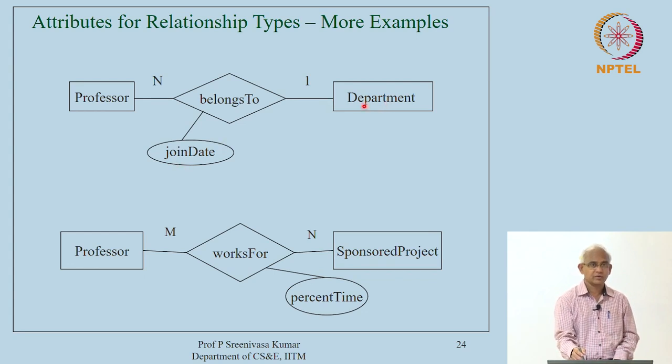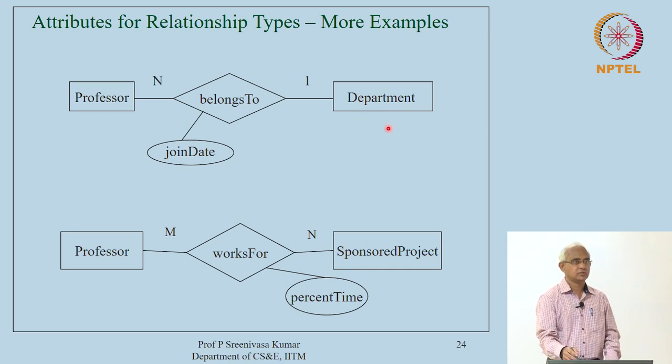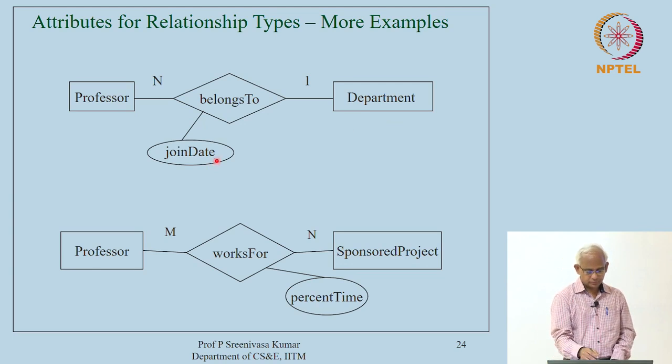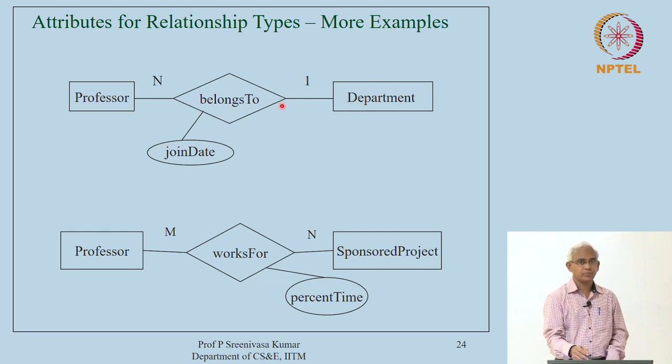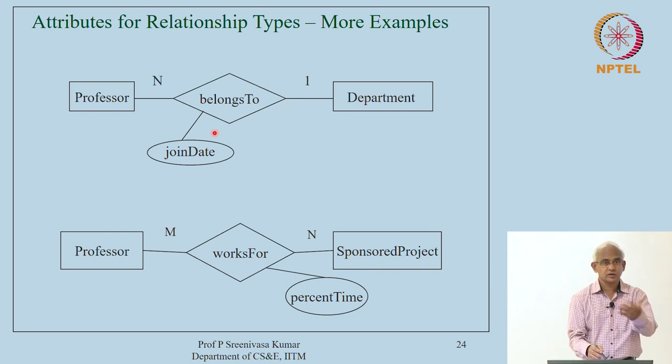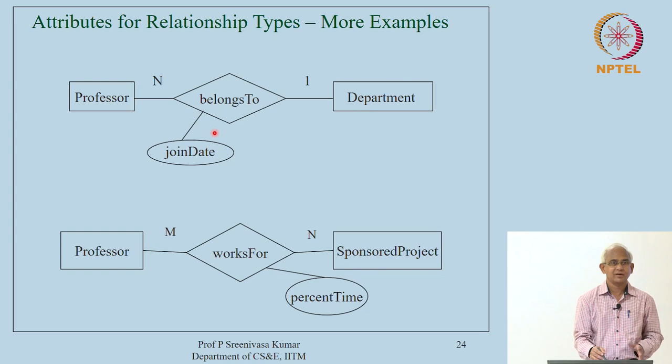The join date, whose join date are you talking about? The department cannot have a join date, but it kind of naturally belongs to this association between professor and department. It is possible that a professor has served one department for some time and served another department a little later, and so you might want to actually have this join date associated with the professor department combination.